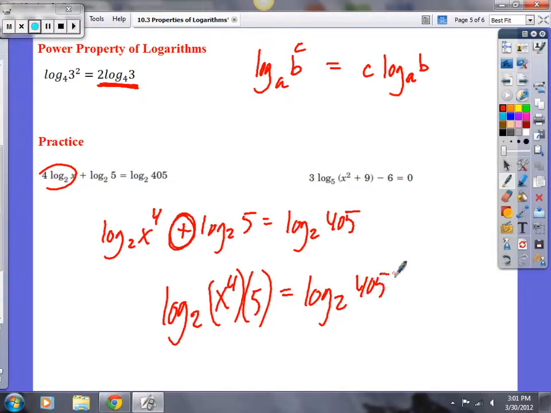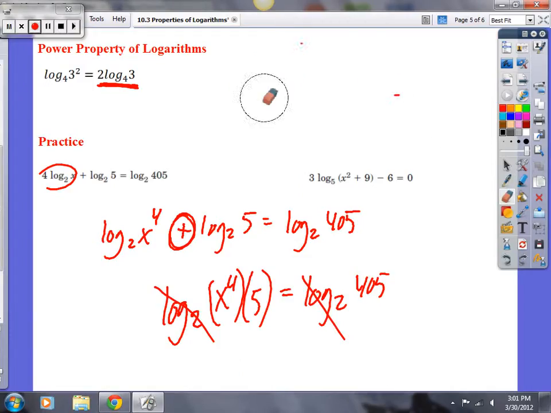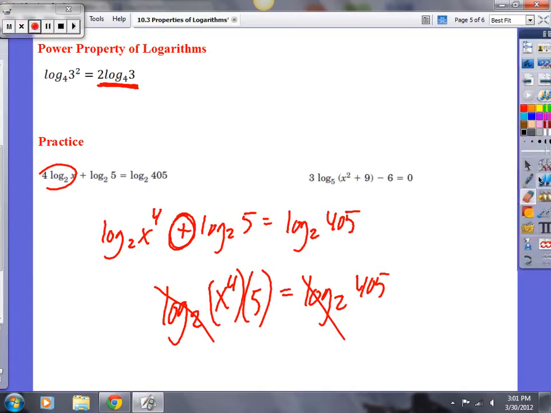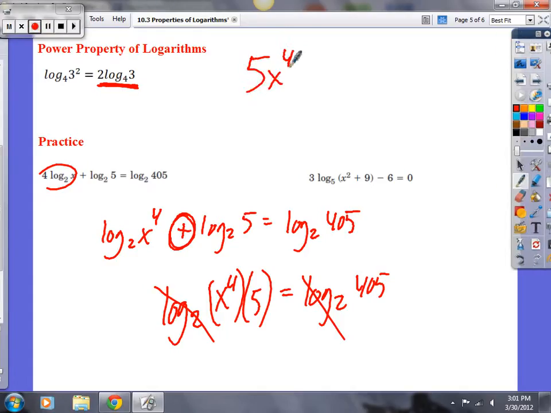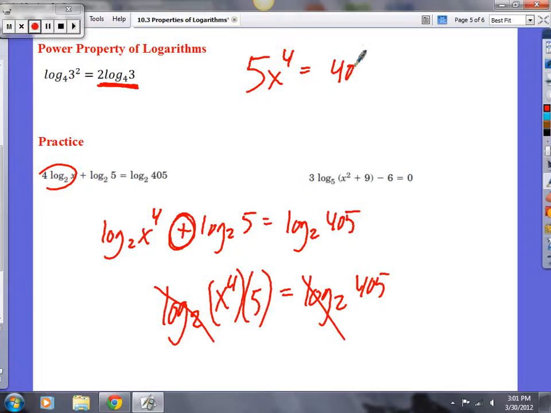So now we've got 1 log on the left, 1 log on the right. So our logs are going to undo themselves, and what you really have, let me erase some of this, you've just got 5 times x to the 4th equals 405.